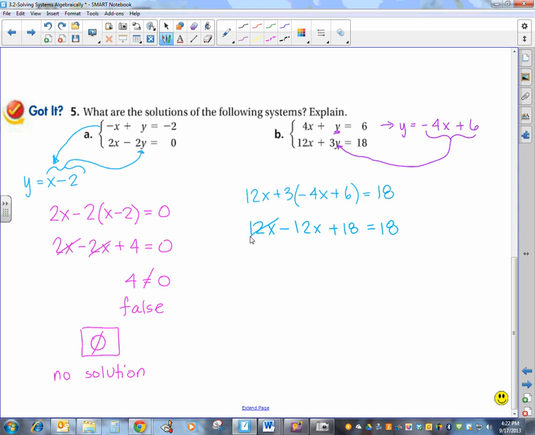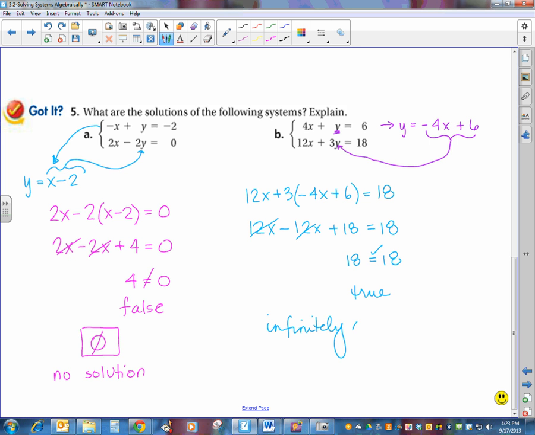You might see where that's going. My 12x's go away. I'm left with 18 equals 18, which is a true statement. So if we work algebraically and come down to a true statement, then what we usually write is infinitely, depends on the question, infinitely many solutions. And if you want to remember this and understand it, it'd be a good bonus question on a test. Okay? This says that we have infinitely many solutions because they're the same line.